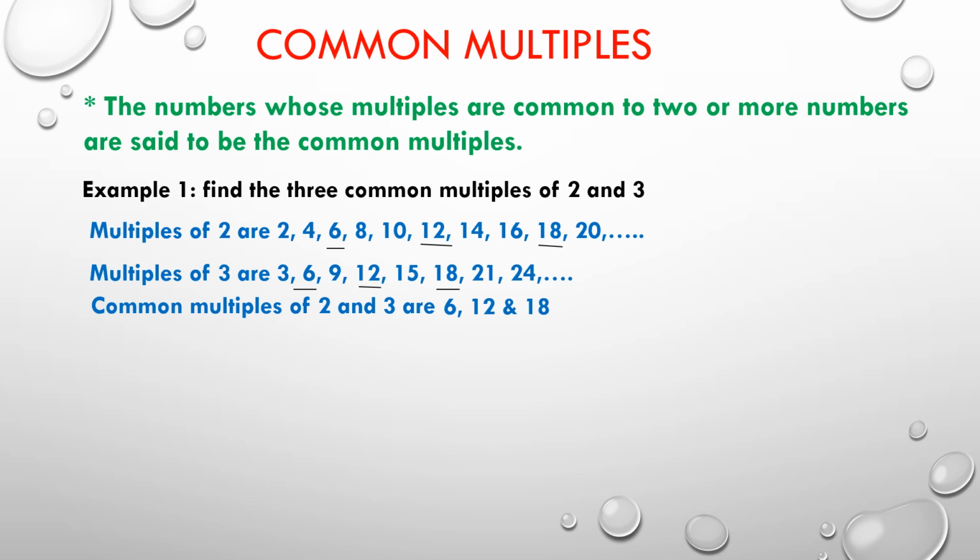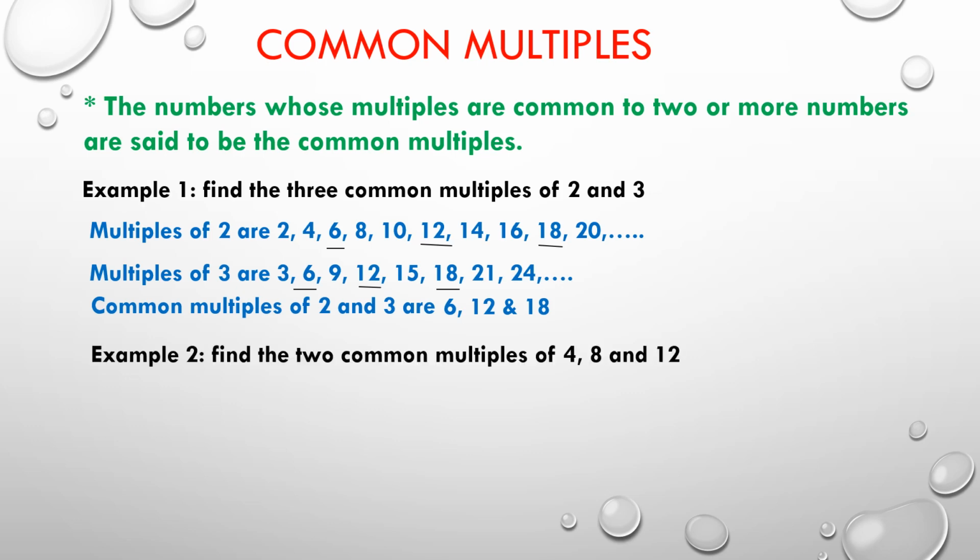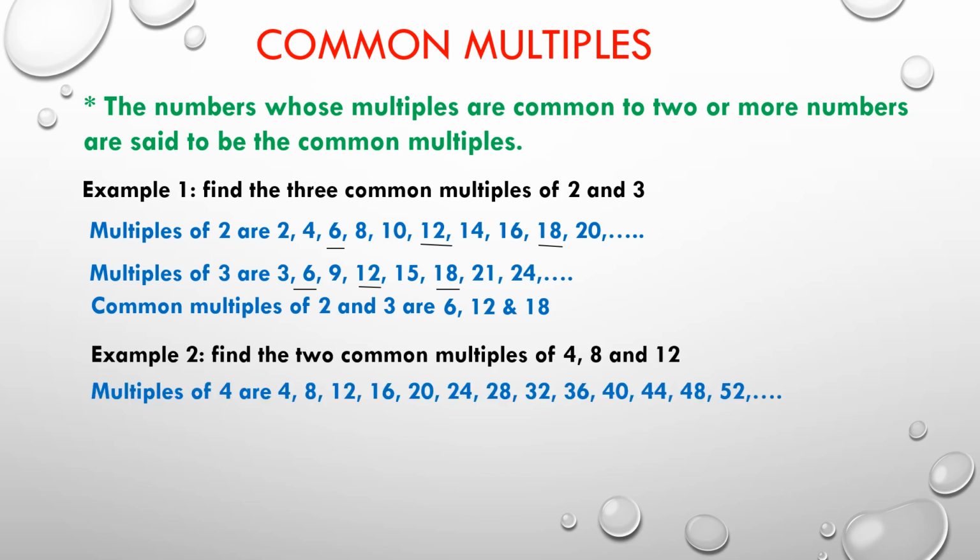Then in example 2, find the 2 common multiples of 4, 8 and 12. In the previous one I had only 2 numbers. Right now I have 3 numbers. Okay, so I have to find out the common multiples of 4, 8 and 12. So first I am going to write the multiples of 4, which are 4, 8, 12, 16, 20, 24, 28, 32, 36, 40, 44, 48, 52, 56 and so many.